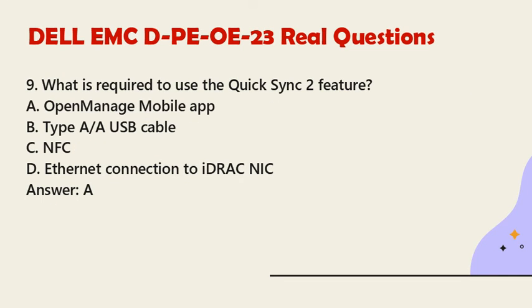9. What is required to use the Quick Sync 2 feature? A. OpenManage Mobile app. B. Type A USB cable. C. NFC. D. Ethernet connection to iDRAC NIC. Answer: A.